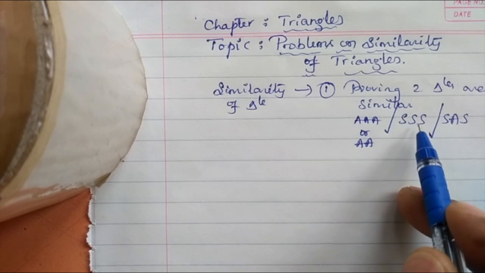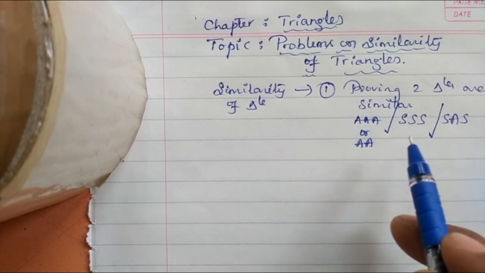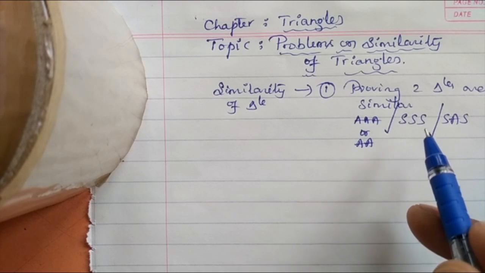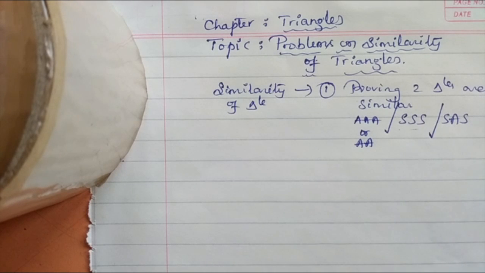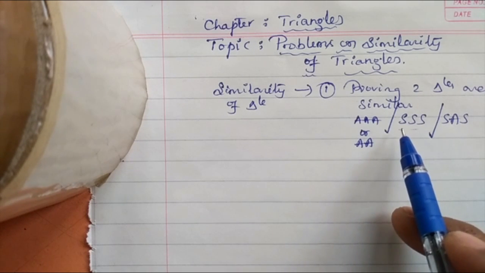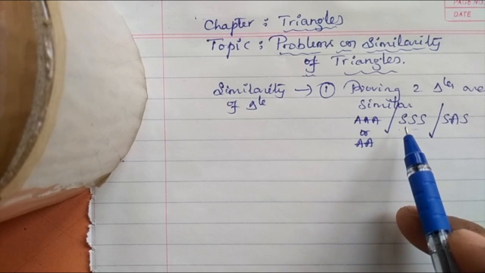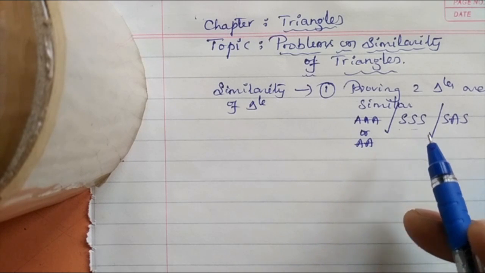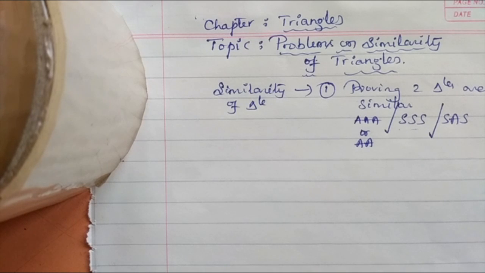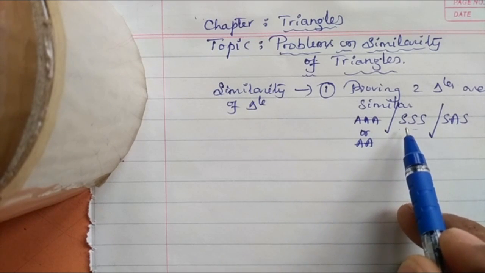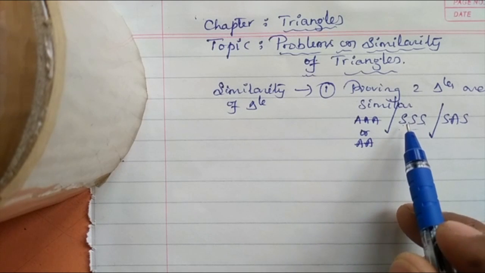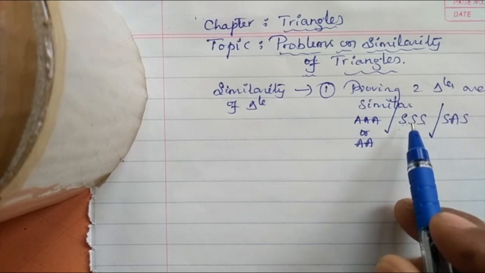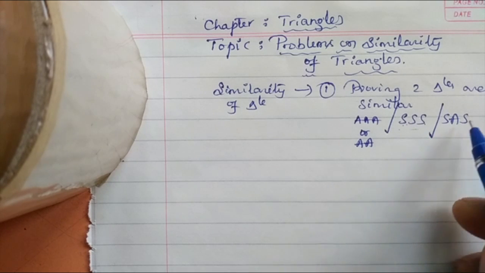SSS: the three sides of the first triangle are in ratio with the three sides of the other triangle. So don't get confused by SSS. SSS meaning is not that all three sides are equal; that is only in congruence. In the congruent criterion, SSS means all three sides of the first triangle are equal to the three sides of the second triangle. But in similarity of triangles, SSS means the three sides of the first triangle are in ratio with the three sides of the second triangle.